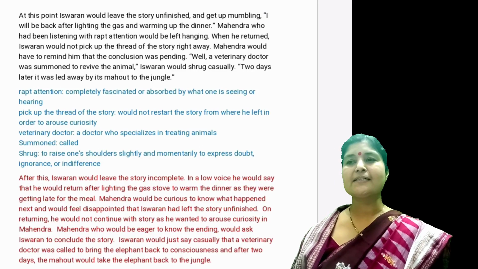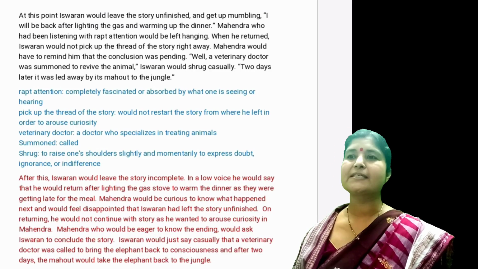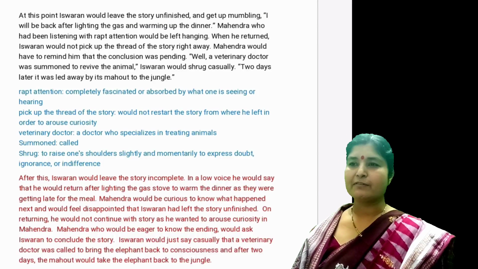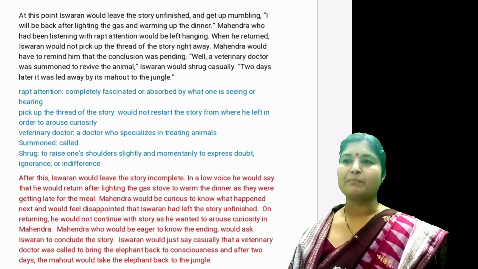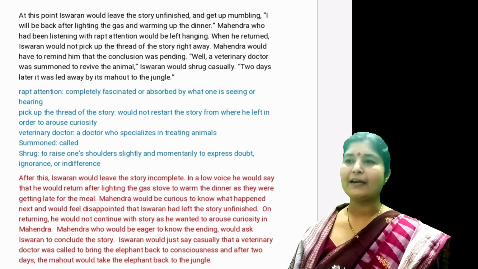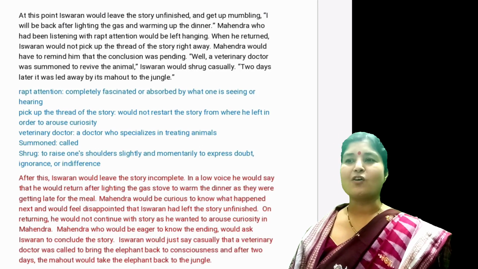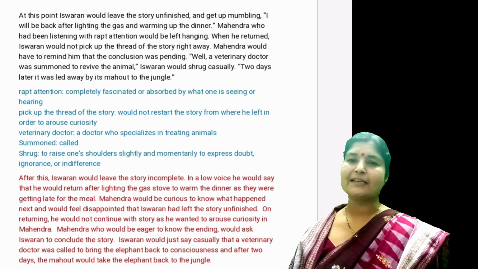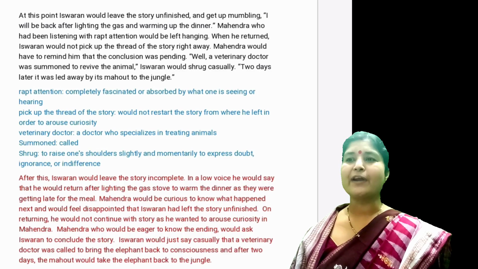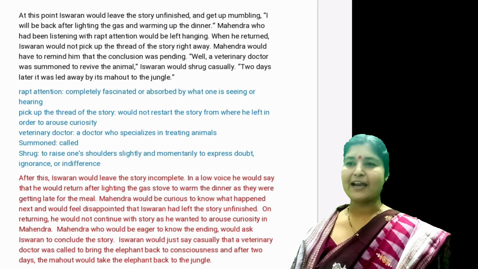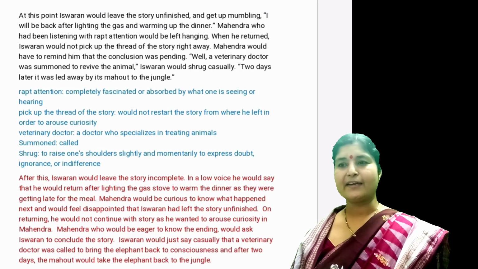Okay, so first let us discuss some difficult words of this paragraph. Rapt attention means completely fascinated or captured by what one is seeing or hearing. Pick up the thread of the story means he would not start the story from where he left, in order to arouse curiosity. Veterinary doctor: a doctor who specializes in treating animals. Summoned means called. Shrug: to raise one's shoulders slightly and momentarily to express doubt, ignorance or indifference.